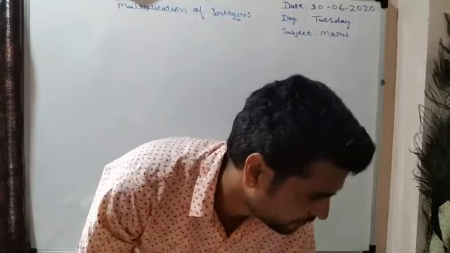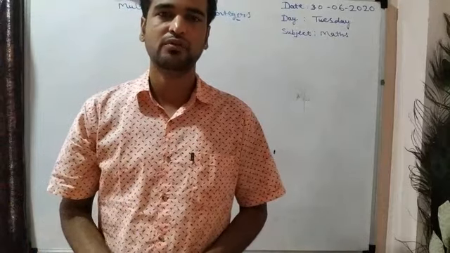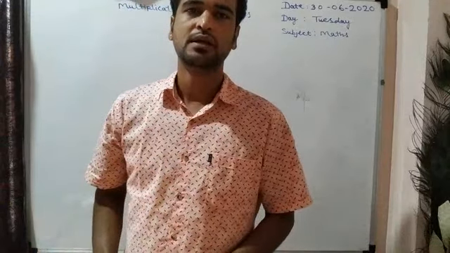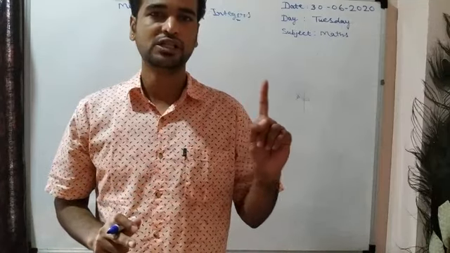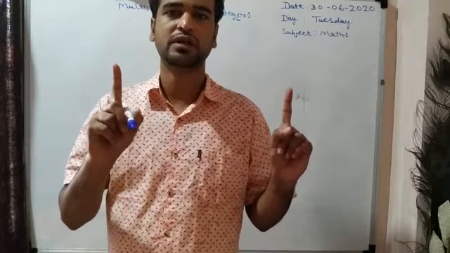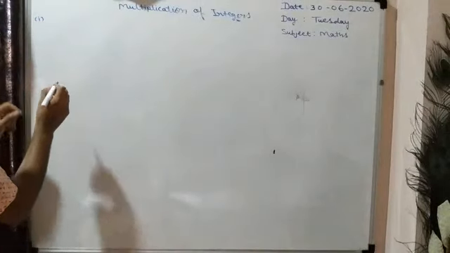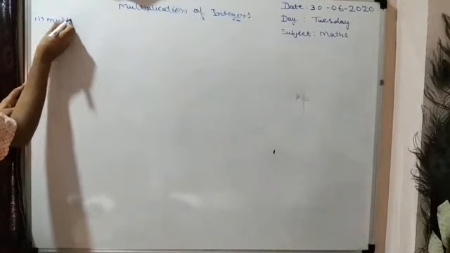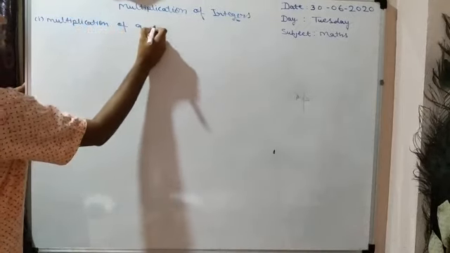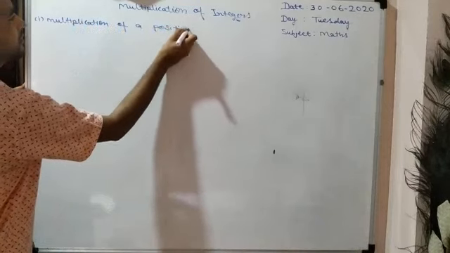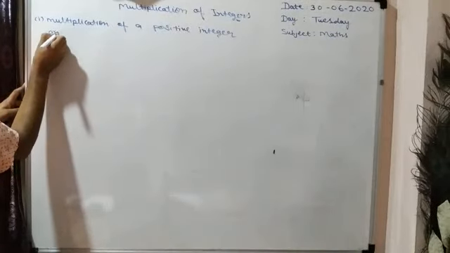Okay, in this topic, first we will check multiplication of a positive integer and a negative integer. Suppose we want to multiply two integers, and out of these two integers, one is a positive integer and another is a negative integer. So what will be the result? We will check. First part, multiplication of a positive integer and a negative integer.